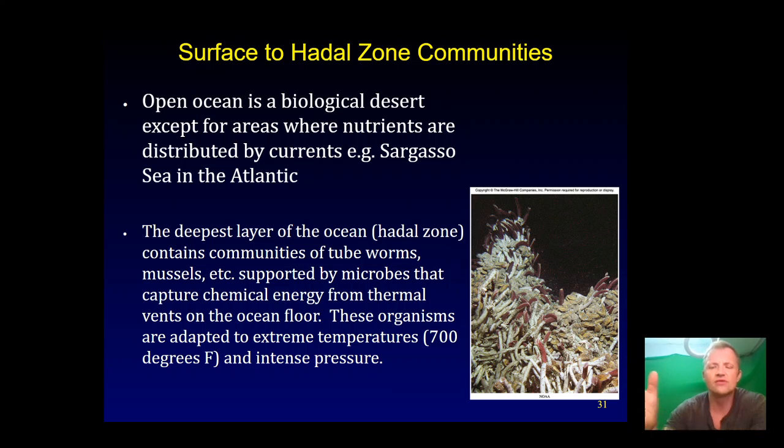Most of the life is surrounded by the shores of the world, right? Around the large continental zones or islands even. You have life around those areas, not deep ocean. There's nothing to support life there, no nutrients. And then the deepest layer of the ocean, the hadal zone, contains communities of tube worms and mussels, supported by microbes that capture the chemical energy from thermal vents on the ocean floor. That's kind of a side point. We'll speak on that a bit.